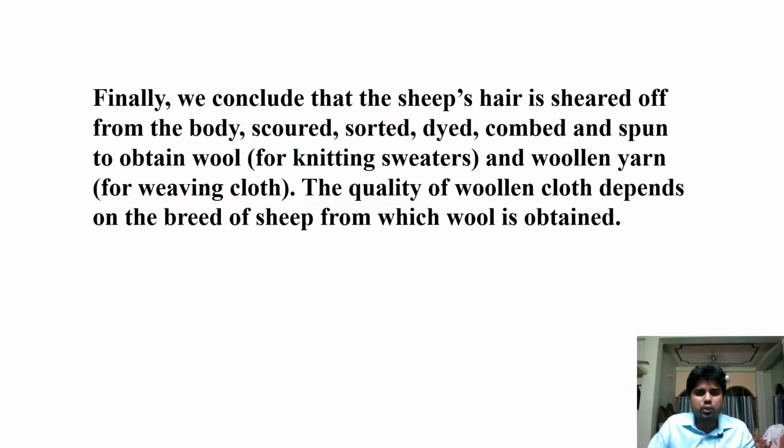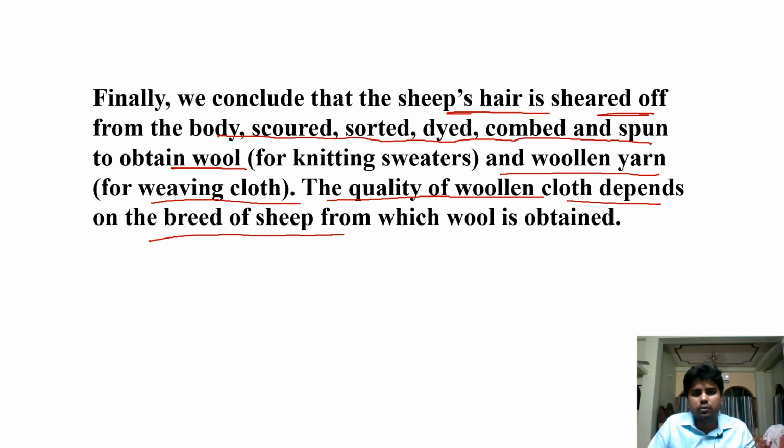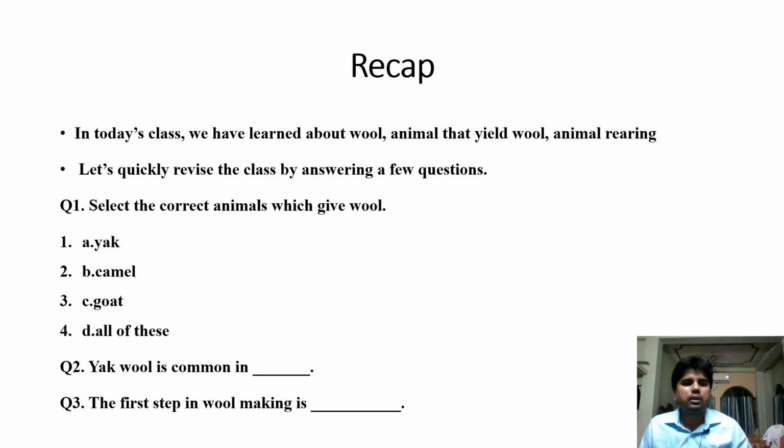So finally we conclude that sheep's hair is sheared off from the body, scored, sorted, dyed, combed and spun to obtain the wool and the woolen yarn for weaving cloth. The quality of woolen cloth depends on the breed of sheep from which wool is obtained. I hope it is clear to you, students. Now, whatever we have studied, we will revise it and then do a few questions. Today we have studied about wool, animals that yield wool and animal rearing.